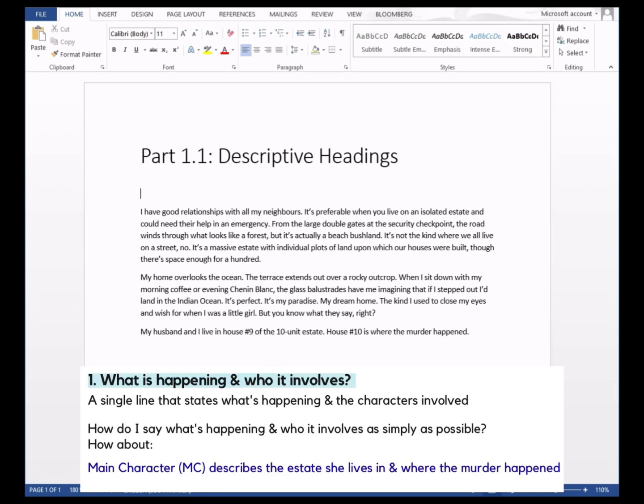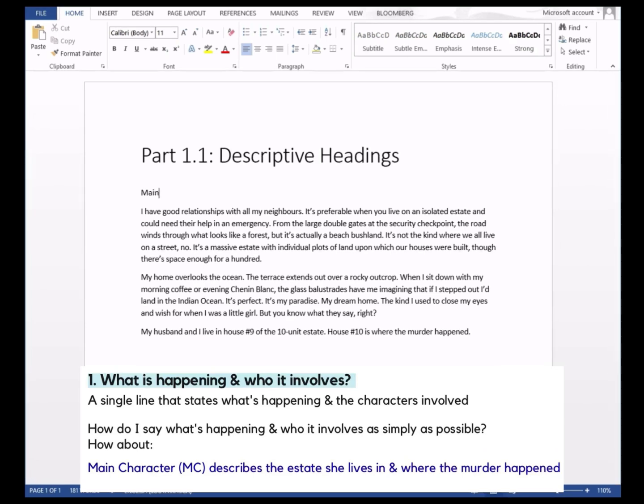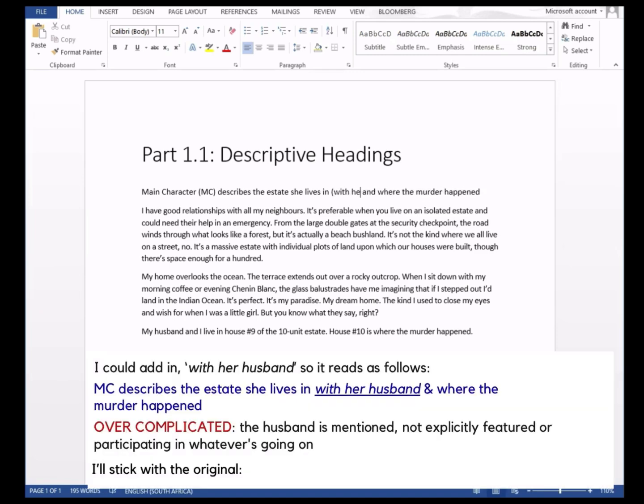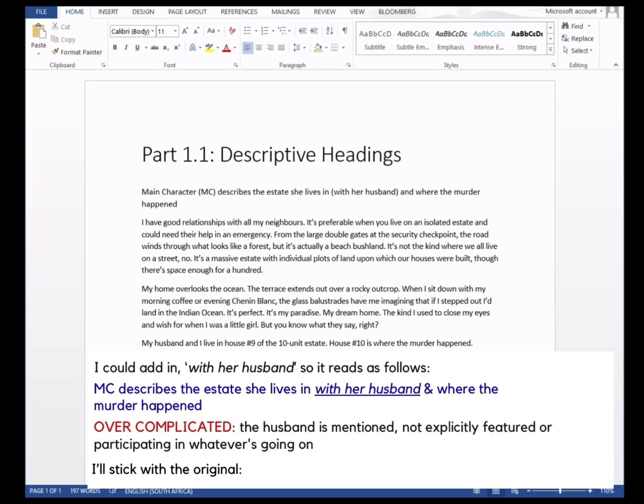I want a single line that states exactly what's happening as simply as possible and who the key characters are. How about main character describes the estate she lives in and where the murder happened? I could add in with her husband, so the description now reads, main character describes the estate she lives in with her husband and where the murder happened, but it's overcomplicated because the husband isn't explicitly featured, nor is he an active participant in whatever's going on here, so I'm going to stick with the original.